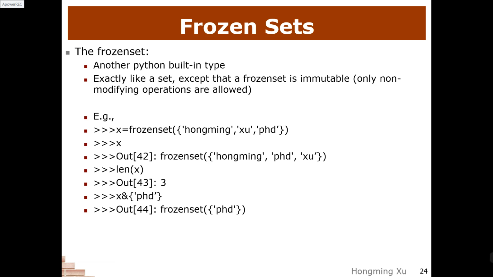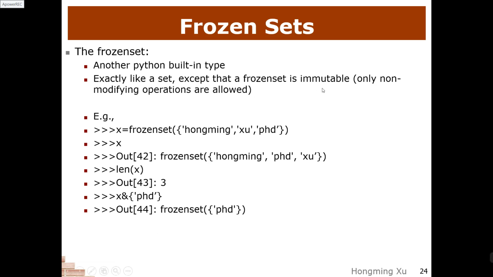Okay, in the last slide, I will quickly talk about the frozen set. As I explained before, the set itself can be modified, but the elements of the set must be immutable. The frozen set is just an extension of the set concept. It can be considered another Python built-in type. Compared with the typical set, a frozen set is immutable. It's completely immutable.